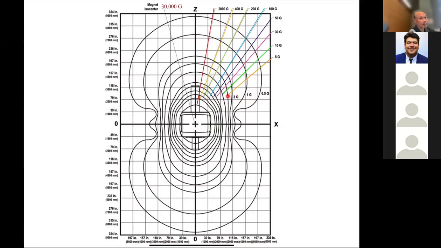the room. Okay. So half Gauss would be Earth's magnetic field. So that's not a problem. So you're allowed to have about 5 Gauss in areas that are outside the magnet room.